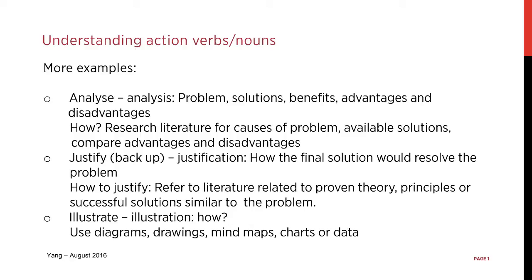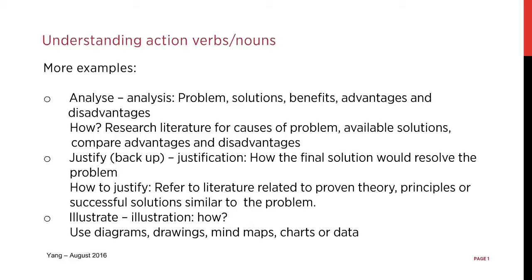Here are a few more examples to help you understand action verbs and nouns. Analyze. So you might analyze the problems, solutions, benefits, advantages, and disadvantages. And then how will you do this? You might research the literature for causes of problems, the available solutions, and then compare advantages and disadvantages.